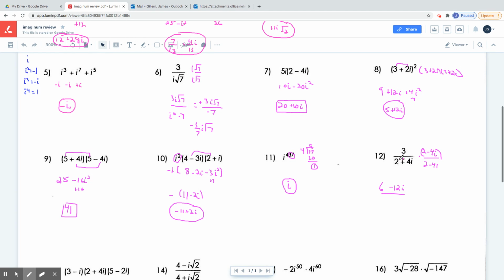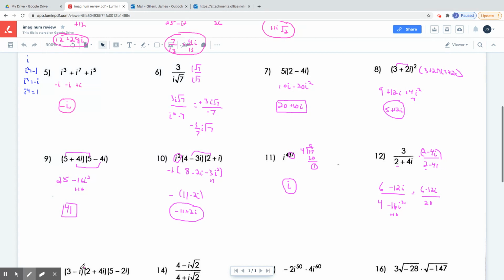Conjugates, so the middles will cancel out. So it's just 2 times 2, which is 4. 4i times negative 4i is negative 16i squared. So I end up with 6 minus 12i over, this is positive 16 really, right? Negative 16i squared is the same thing as positive 16, which becomes 20.